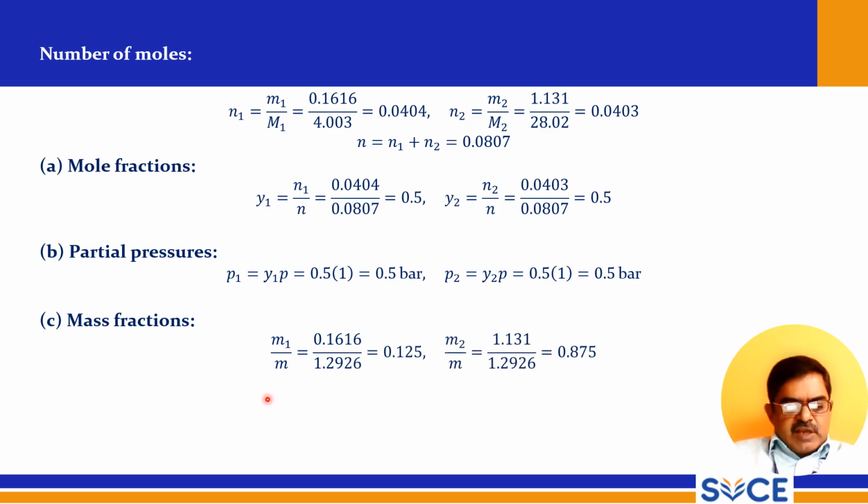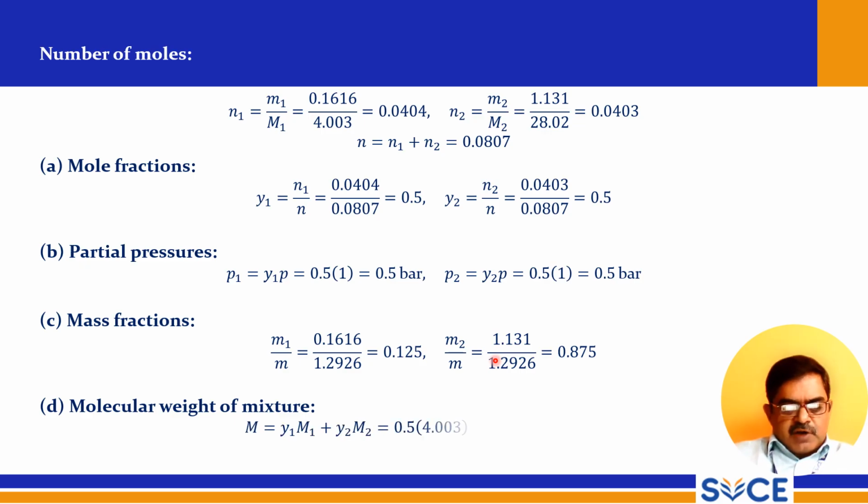Mass fractions, m1 divided by total mass. So 0.1616 divided by 1.2926. It is 0.125. And m2 divided by m is equal to 1.131 divided by 1.2926. It is 0.875. So molecular weight of the mixture, capital M equal to Y1 M1 plus Y2 M2, equal to 16.01.